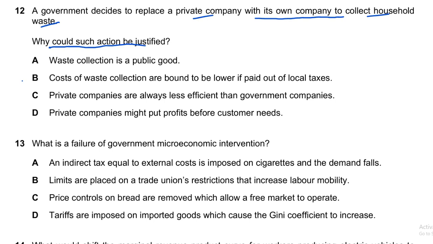Stop the video and read the question carefully. Option D is the correct answer for this question. Private companies might put profit before customers' needs, right? So since private firms focus on their own profits, the government will try to replace the private company with a public company or a government company.